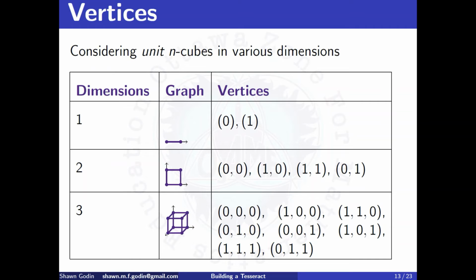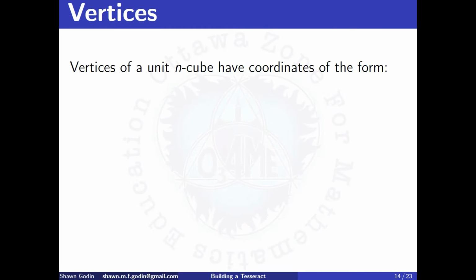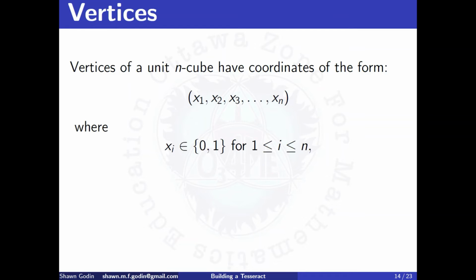And similarly, in 3 dimensions, I can list the 8 coordinates that I have. Now, from there, I see that these vertices are just going to be an ordered n-tuple. So if I'm in 7 dimensions, I'm going to have an ordered 7-tuple. If I'm in 23 dimensions, I'm going to have an ordered 23-tuple. But the coordinates are going to be just zeros and ones.